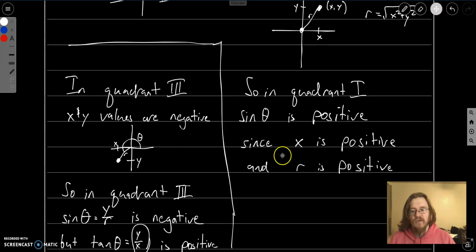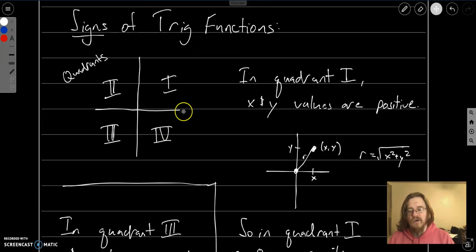And I think this is where I wanted to end. I won't go through every trig function and look at where each one is positive and negative, but it all just boils down to understanding where x is positive, to the right, where x is negative, to the left, where y is positive, up, and where y is negative, which is down. And that's how you determine whether or not a trig function should be positive or negative.